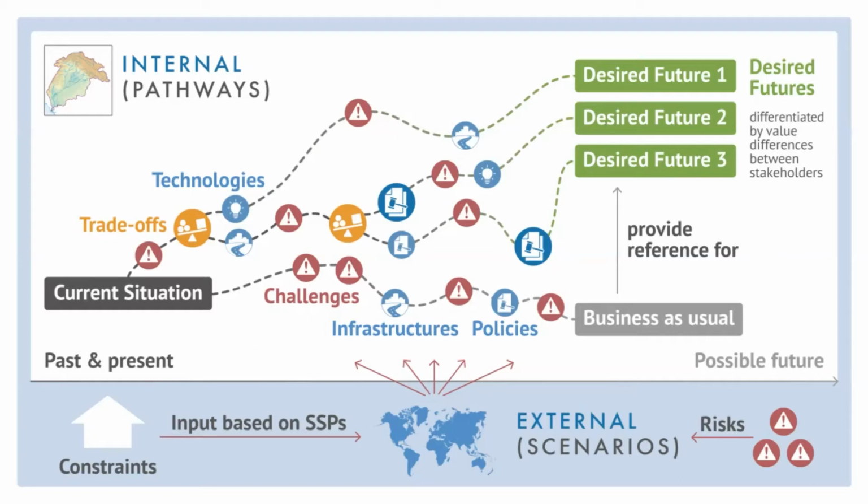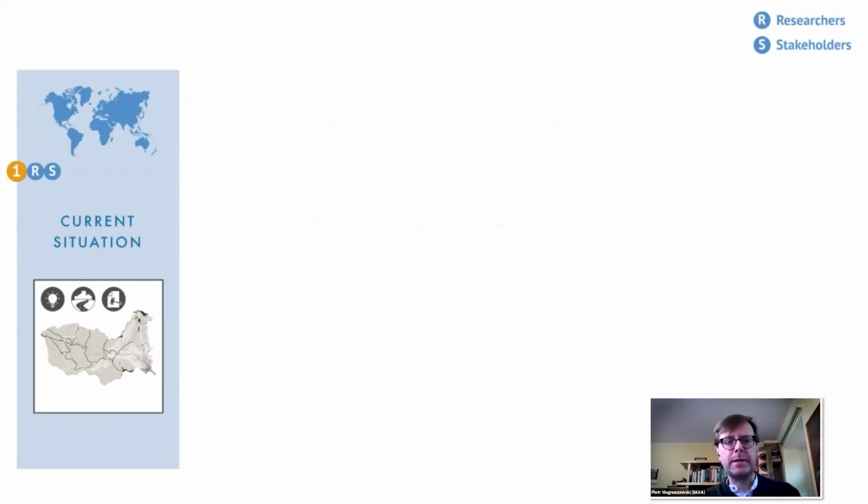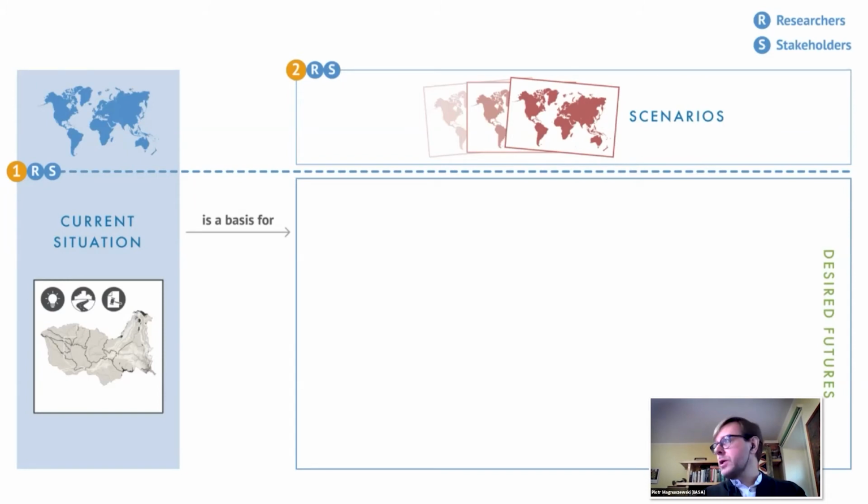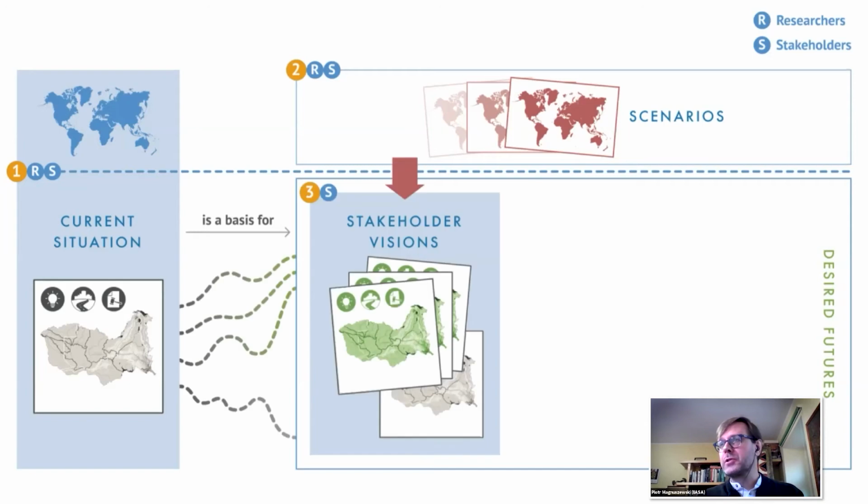So this is a visual depiction of what this policy simulation process looks like. We have also seen earlier the slide showing how it actually happened step by step, with researchers and stakeholders working side by side. Starting from the current situation that we know, we also develop the scenarios, which is usually done by researchers, but sometimes we may ask some stakeholders to contribute. And this current situation is a basis for developing desired futures, which we see developed in these different pathways.